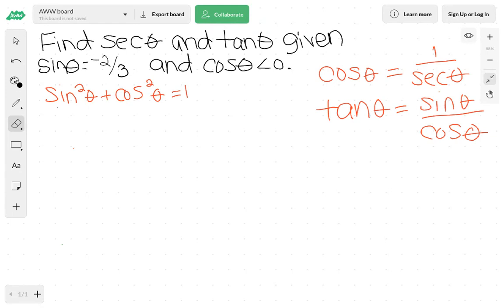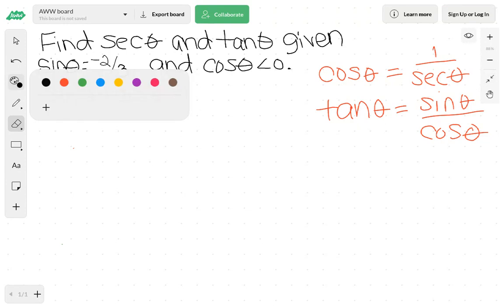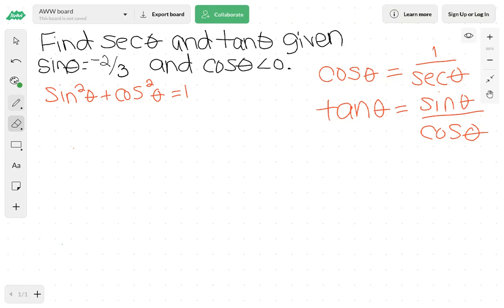So here, to figure this one out, we're going to start with our Pythagorean identity, sine squared plus cosine squared equals 1. And the reason I want to find cosine is since I want to find secant, I know if I find cosine, I can reciprocate cosine to get secant. And I know that if I have cosine and sine, I can use the quotient identity, sine over cosine is equal to tangent.